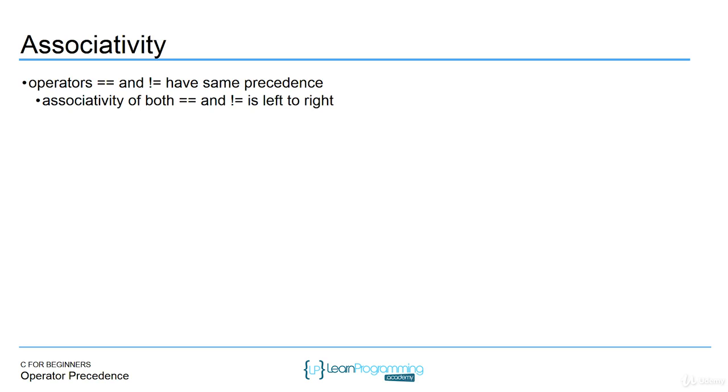Right? And it matters, because you're doing a Boolean expression. This is a Boolean expression here, so it's got to return a true or false. So what you would do here is apply associativity. The associativity of both the equals and the not equals is left to right.